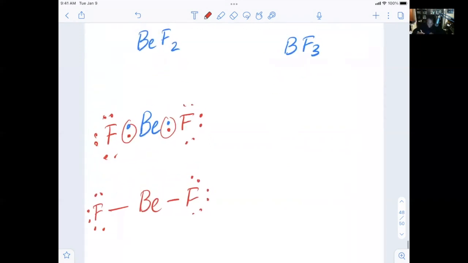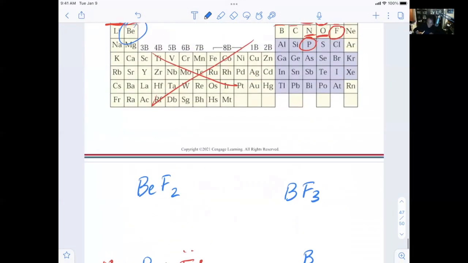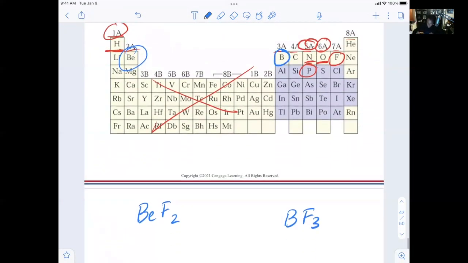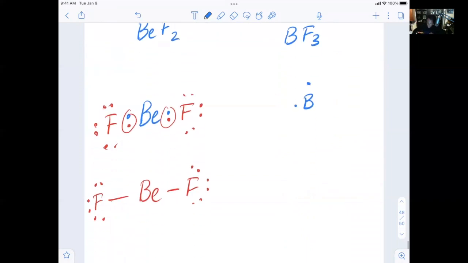Okay. And then let's see. Let's start with blue in the middle again. This time we got B. Boron is in group 3, so we got 3 dots. 1, 2, 3. And then fluorine is in group 7, so we got 7 dots. 1, 2, 3, 4, 5, 6, 7. Fluorine, 1, 2, 3, 4, 5, 6, 7. The other fluorine, 1, 2, 3, 4, 5, 6, 7.